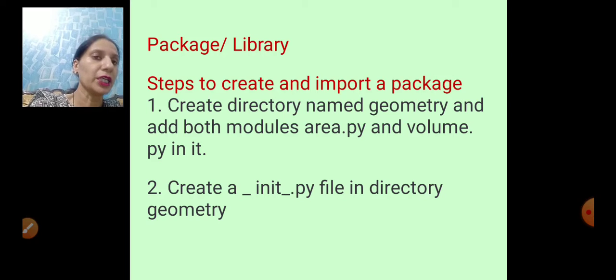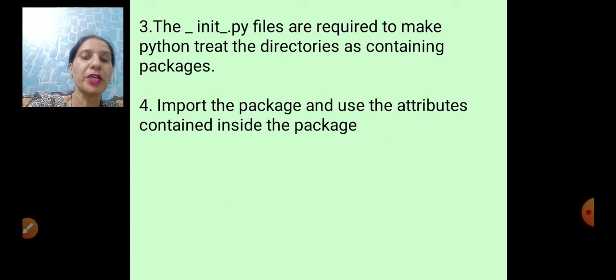Now the steps to create and import a package. First, create a directory, name it geometry, and add both the modules area.py and volume.py, which we made earlier, in it. The next step is to create an __init__.py file in the geometry directory. This file is required to make Python treat the directory as containing a package. Next, import the package and use the attributes contained inside it.